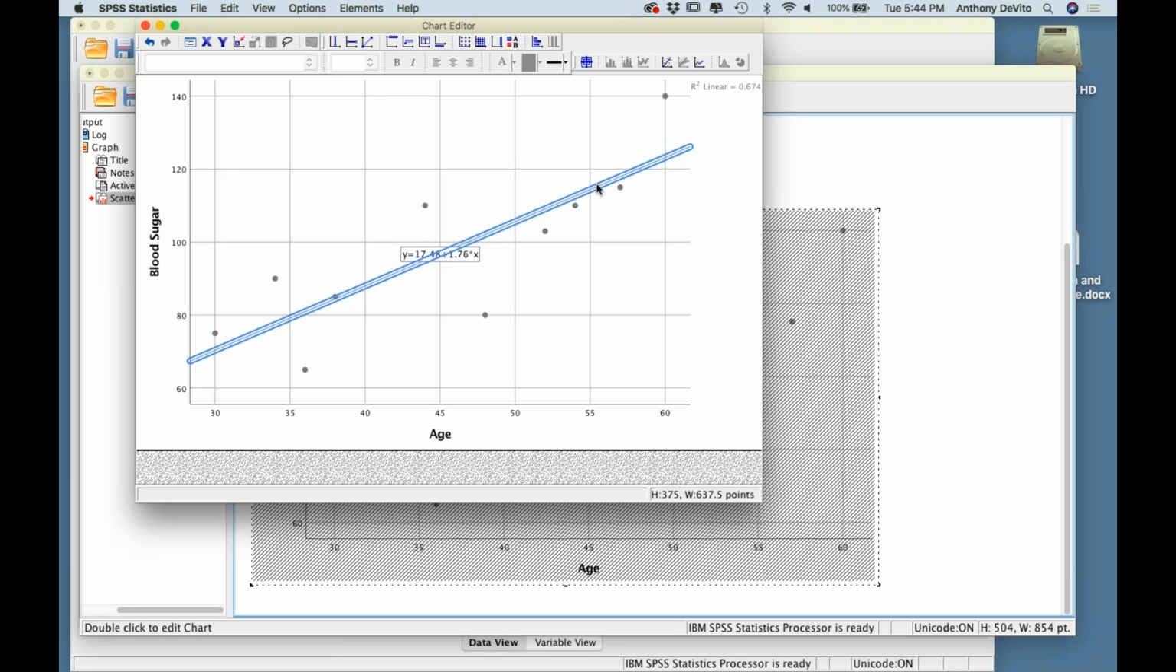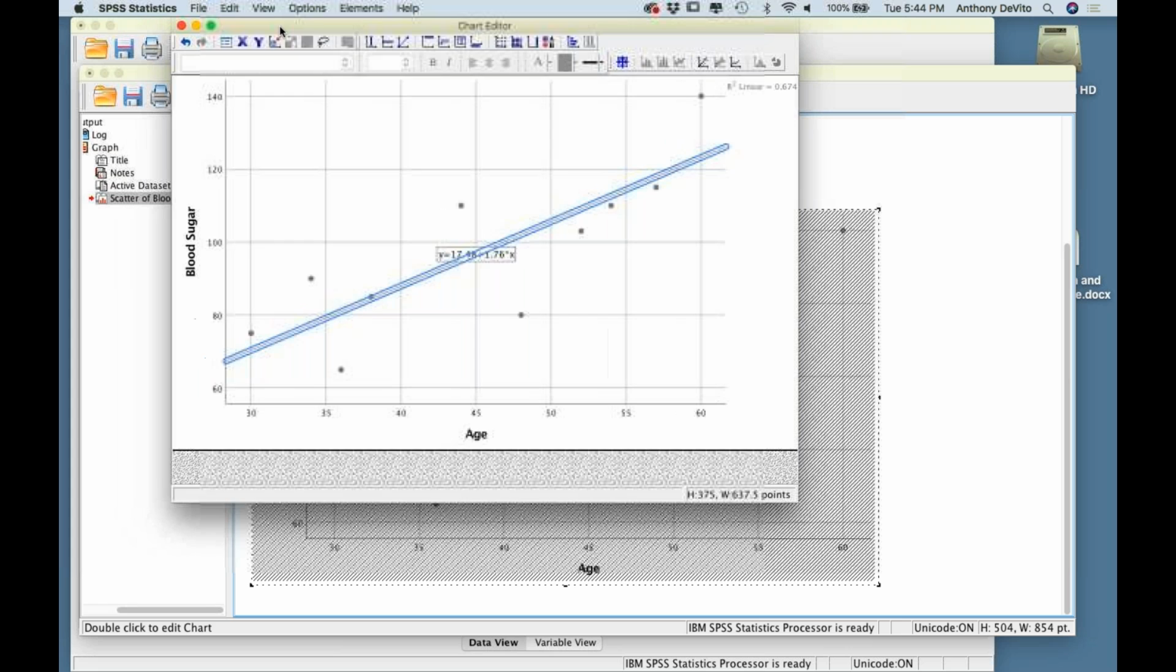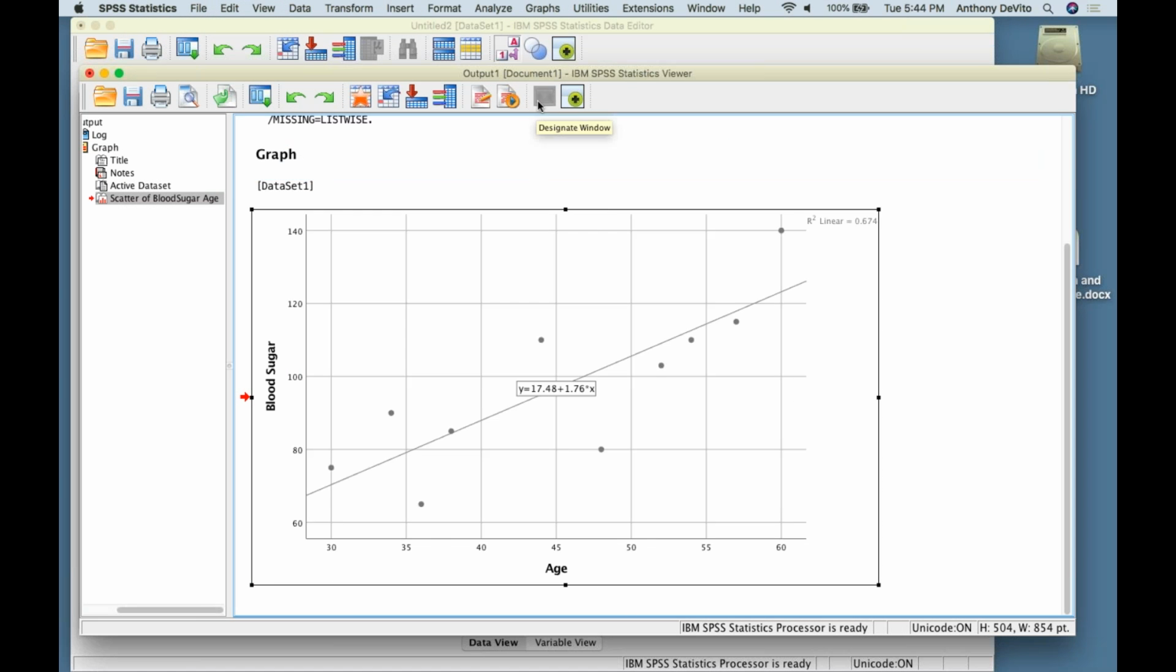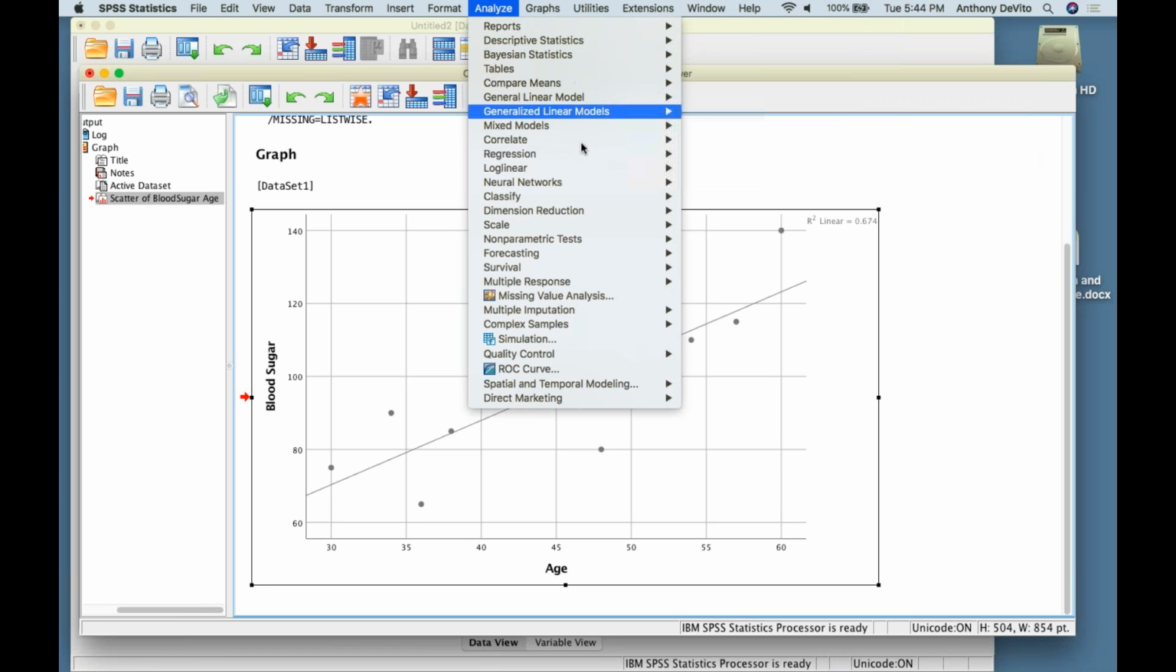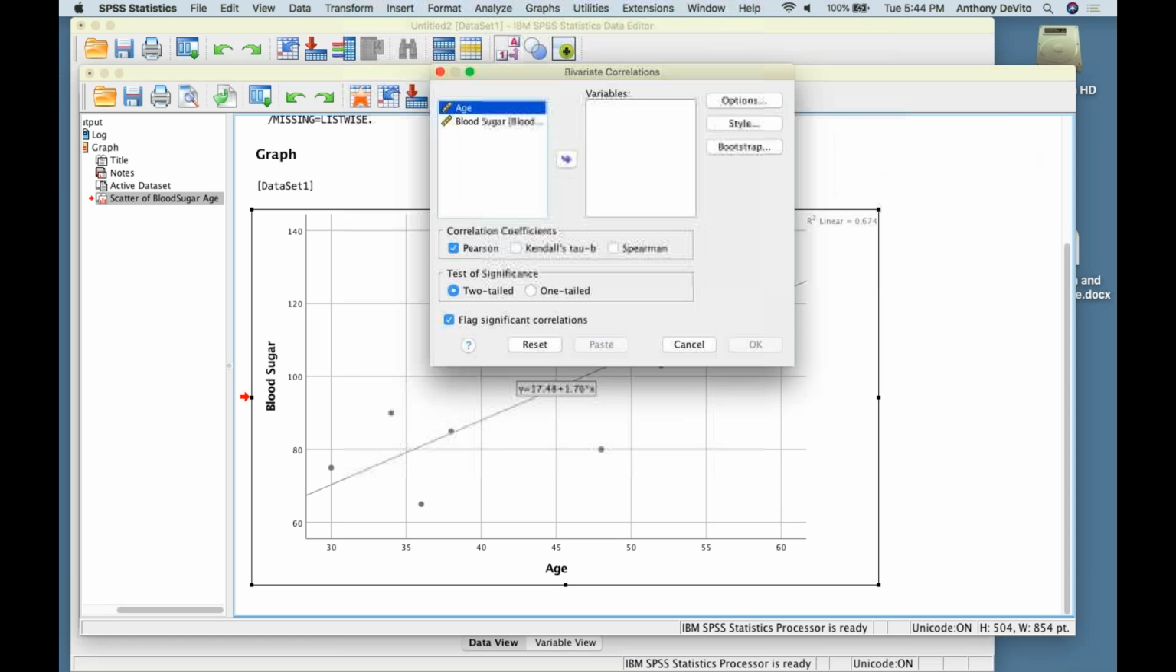So SPSS has a statistic in here called the R statistic, or rho, and it's called Pearson's correlation coefficient. We're going to calculate it right now. Analyze, descriptive, let's see, where are we? Correlation, bivariate. Why is it bivariate? We have two variables. For our purpose, we're only going to work with two variables right now.